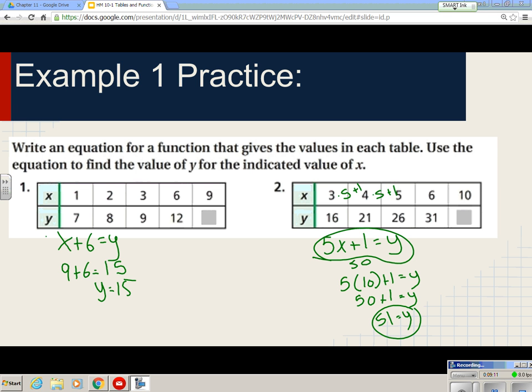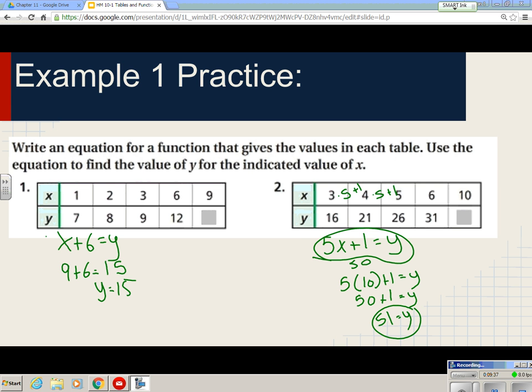All right, so for number 2, I started looking at how to get as quick as I could from 3 to 16. And I saw that if I did 3 times 5, that gets me close to 16. Add 1, I get 16. So I tried the same thing on the second one. I did 4 this time times 5. And that got me 20 plus 1 is 21. So I followed the pattern. The input is 5 times x plus 1. That's going to give you y.